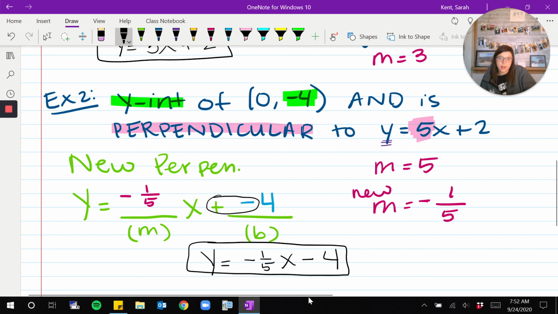And now I'm done. Now you'll have a practice with parallel and perpendicular. So go back to Google Classroom and look for the practice for parallel and perpendicular.